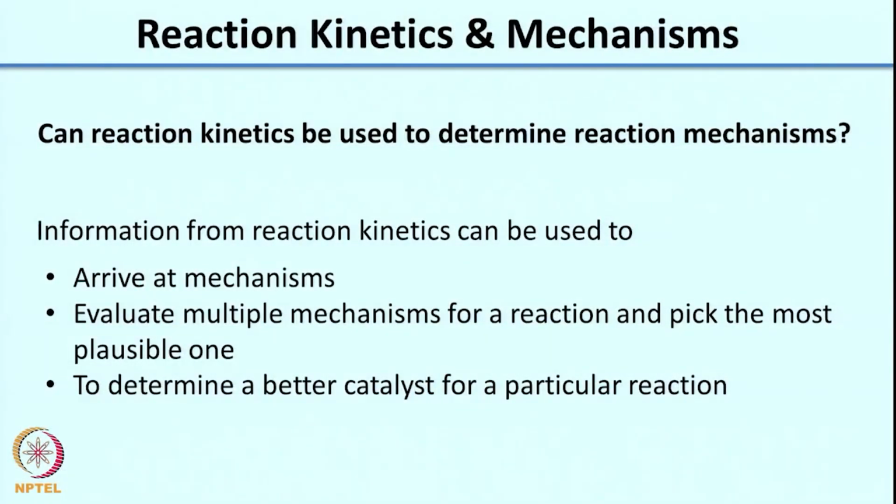I had asked you this question in the previous class: can reaction kinetics be used to determine reaction mechanisms? And what we had said is that information from the kinetics can be used to arrive at mechanisms and also evaluate multiple mechanisms for a reaction and pick the most plausible one. So now that you know how to derive the rate laws, we will see how we can translate that into actually determining the mechanism. So let us look at a simple example distinguishing between mechanisms.